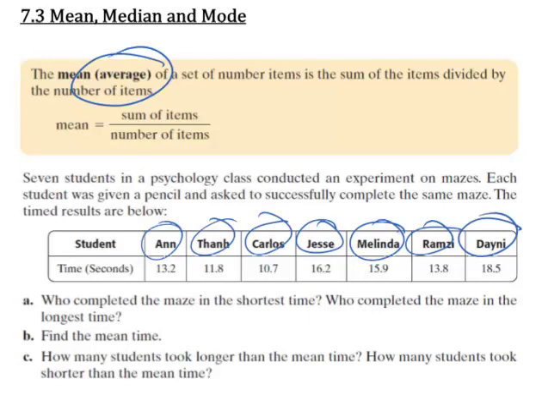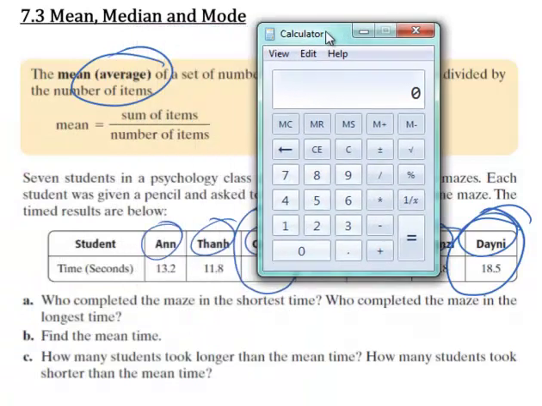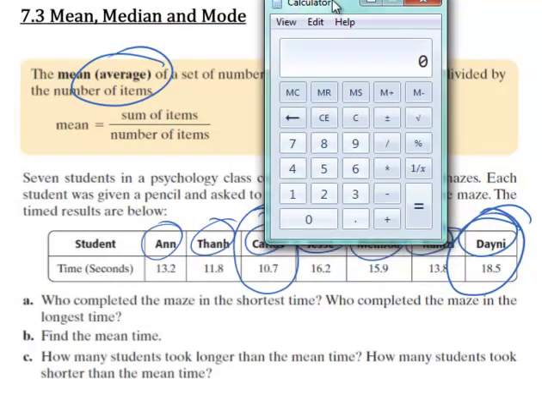Well, by looking at my numbers, it appears that Carlos did it the fastest. Who took the longest time? Looking again at our times, it appears that Danny took the longest to finish this. Now, the next part here says, let's find the mean time. So I'm going to pull up my calculator. There we go.